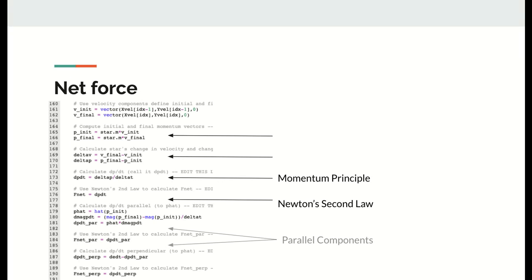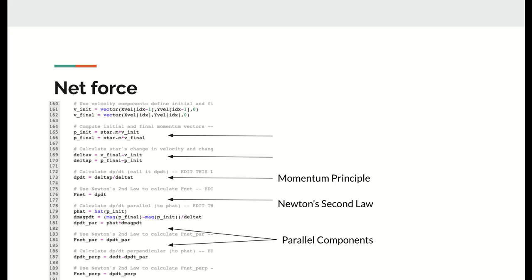Here I calculated the parallel component of the rate of change in momentum by multiplying the magnitude of the rate of change in momentum by the initial momentum unit vector. I then set this equal to the parallel component of the force and used subtraction to find the perpendicular components.